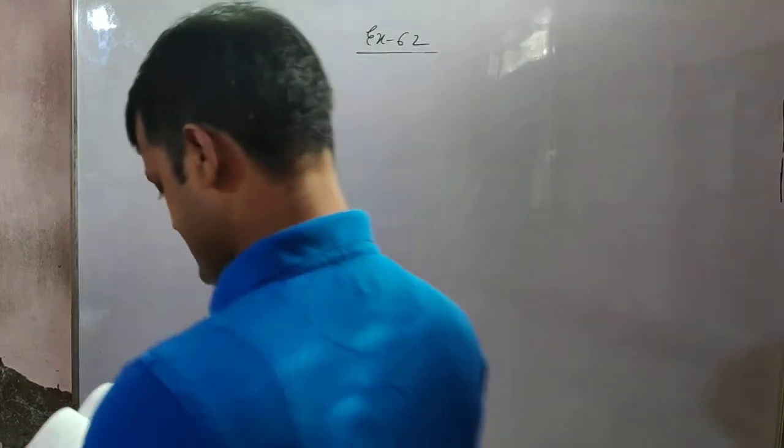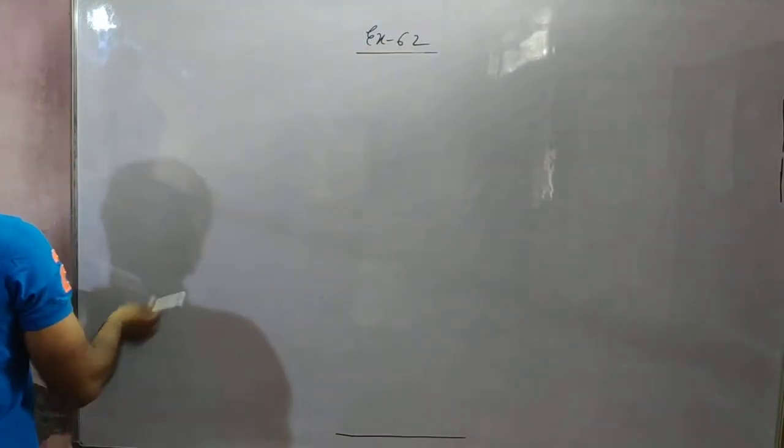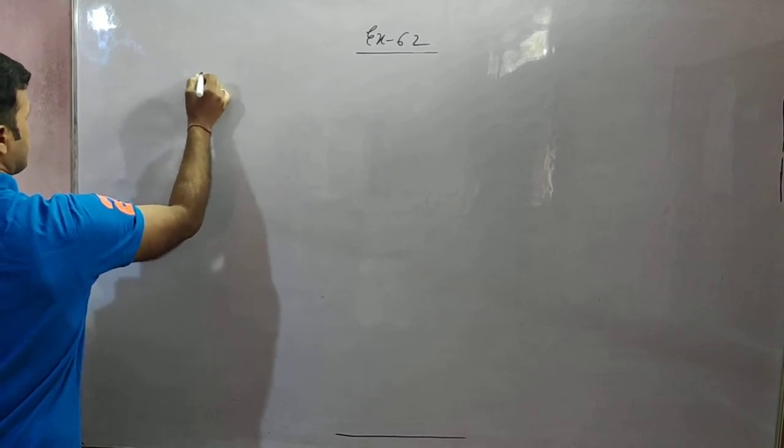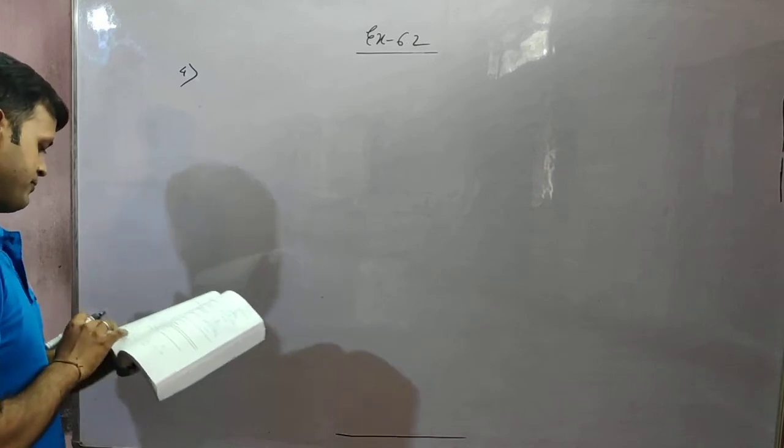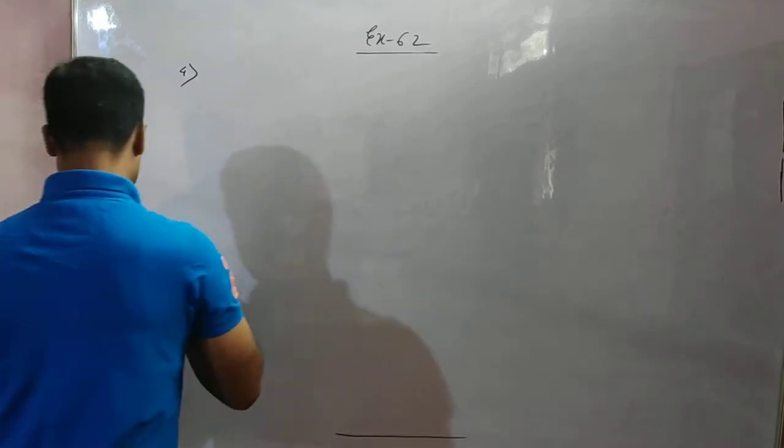So next, students, let us see number 4. So in the figure DE is parallel to AC. Let us first draw the figure.